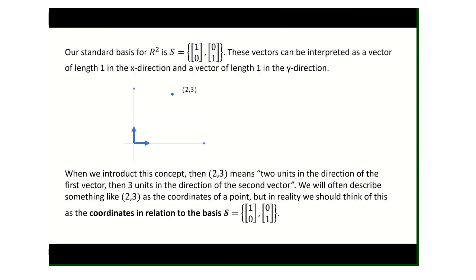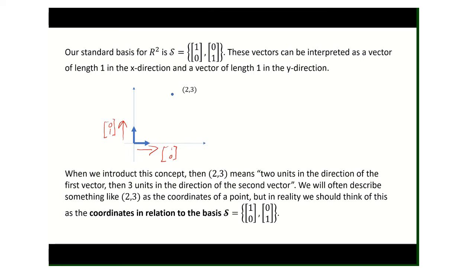Well, we're familiar with the standard basis for R2, being the vectors (1, 0) and (0, 1). We can interpret these vectors as a vector of length 1 in the x direction and a vector of length 1 in the y direction, with that being the vector (1, 0) and this direction being the vector (0, 1). When we talk about this concept, then what (2, 3) really means is 2 units in the direction of the first vector, then 3 units in the direction of the second vector. What we're doing is giving directions on how to get to our point based on our basis vectors.